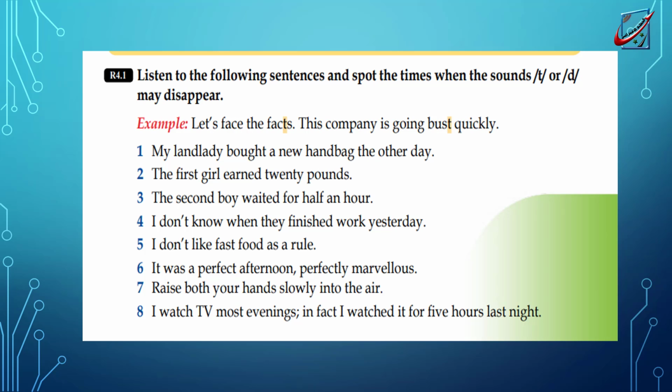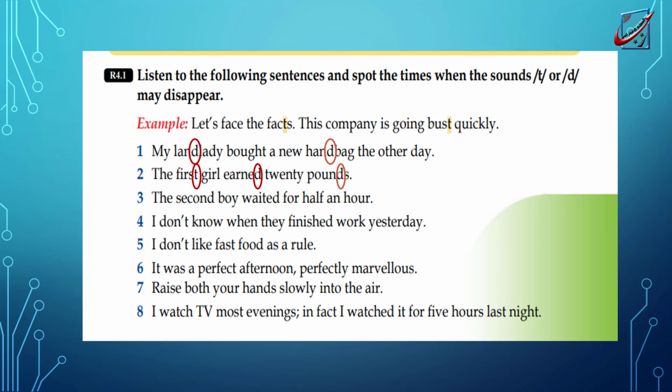Number one, my landlady bought a new handbag the other day. Let's see what do we have here. My landlady handbag the other day. Now, the second sentence, the first girl earned 20 pounds. Now, the word pounds, for example, here, is surrounded by two consonants. It's preceded by n sound and followed by s sound. So we say pounds, pounds.